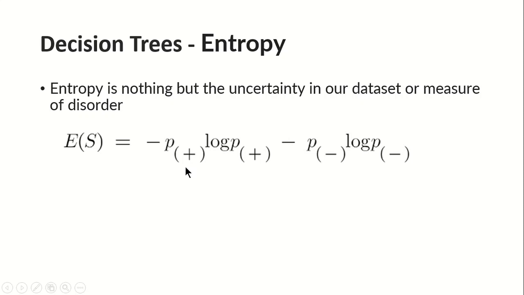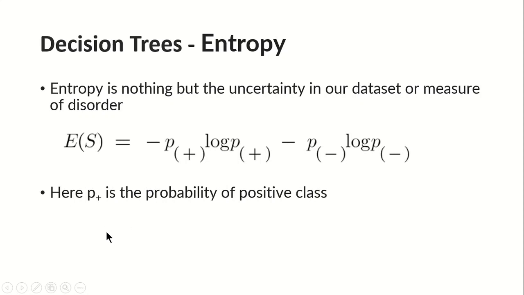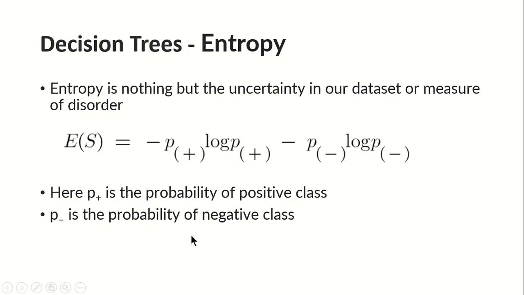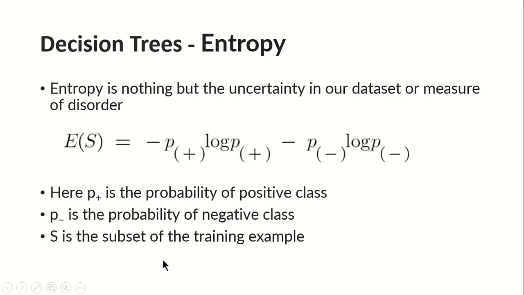P plus and P minus are there, where P plus is the probability of the positive class, and P minus is the probability of the negative class, and S is the subset of the training examples. So E is the entropy, of course. E of the subset is equal to minus P plus times log P plus, minus P minus times log P minus, where P minus is the probability of the negative class. So this is the equation we follow in entropy.